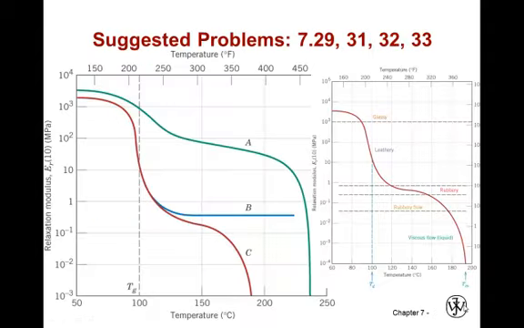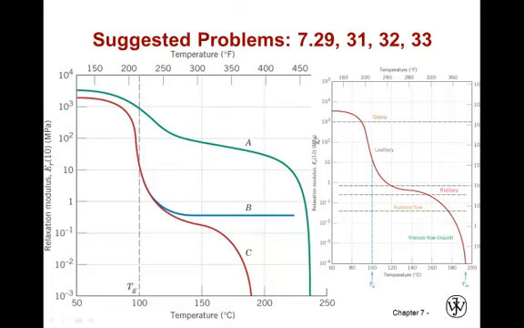The suggested problems for this section are 7.29, 31, 32, and 33. Problem 32 asks us to suggest schematic strain-time plots for the following polystyrene materials at specific temperatures. We've got crystalline at 70 degrees Celsius, amorphous at 180, cross-linked at 180, and amorphous at 100.